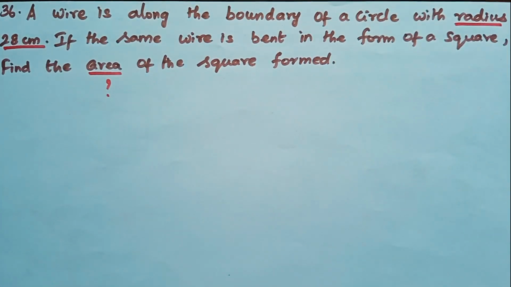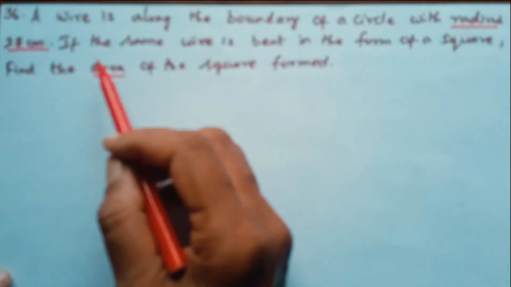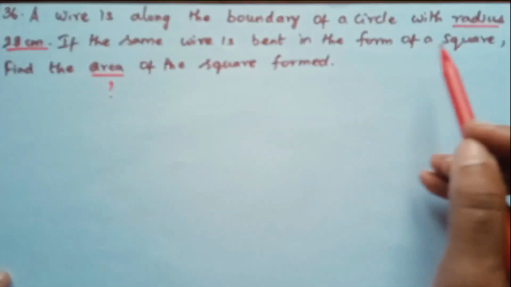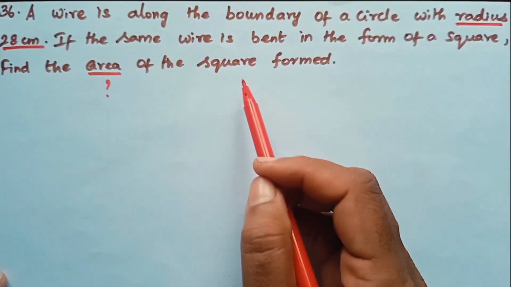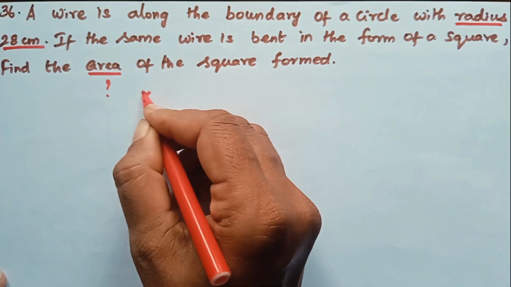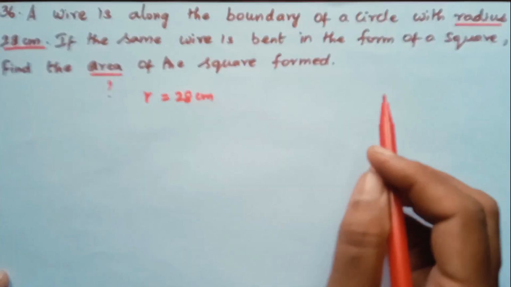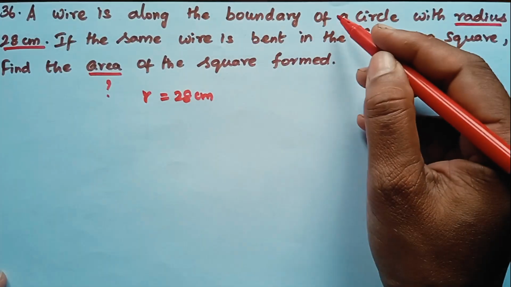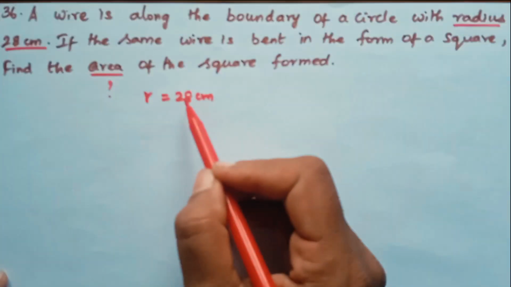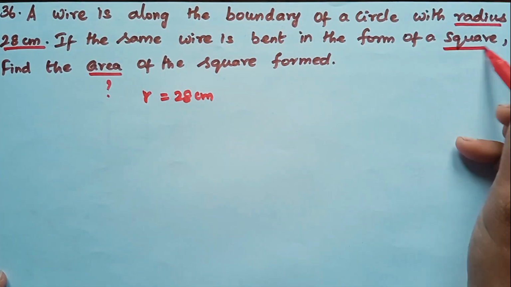Next question. A wire is along the boundary of a circle with radius 28 centimeter. If the same wire is bent in the form of a square, find the area of the square formed. Given radius r is equal to 28 centimeter. With the same wire, first they form a circle with radius 28 centimeter. With that same wire, they bend it to form a square.